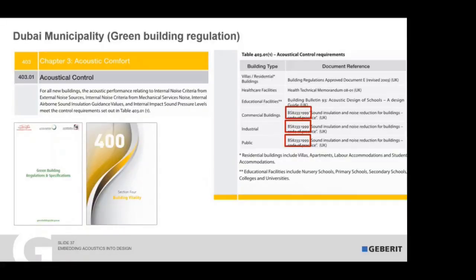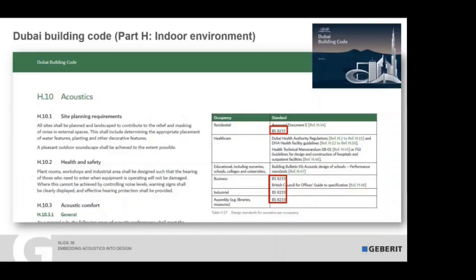Okay, so when we look at the first thing from Dubai Municipality, the Green Building Regulation, you see it's already referring mainly to BS 8233. So what is written in those standards refers, of course, to the UK sound insulation and noise reduction for building code. And the same is with the newest Dubai Building Code Part H, indoor environment. I think all of you know this standard. It's from 2021. And there in H10 we have acoustics. Here also you can see it mostly refers to BS 8233. So that's why I will refer to this standard and mainly talk about BS 8233.